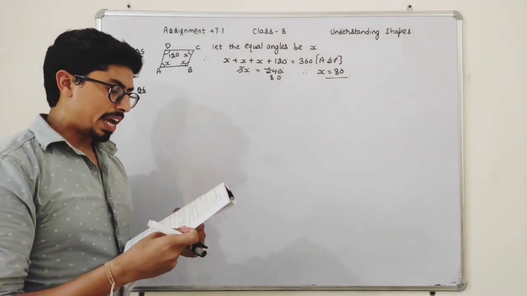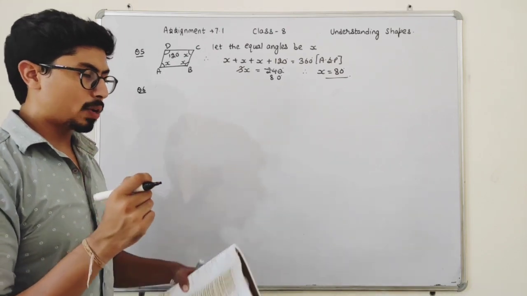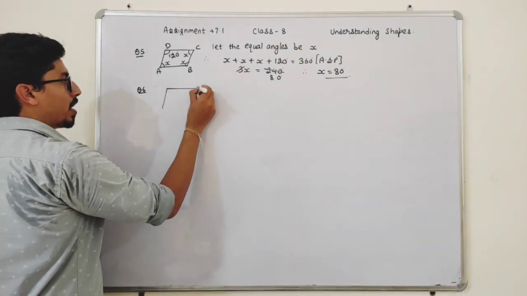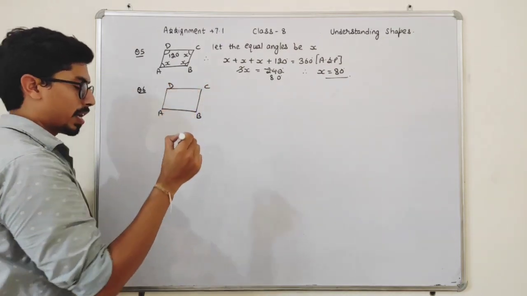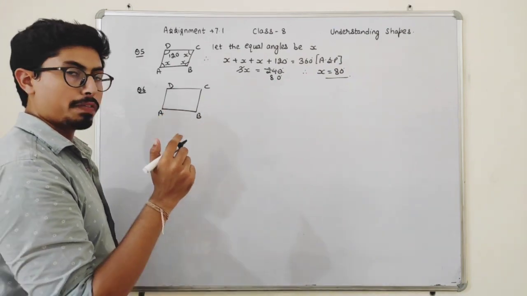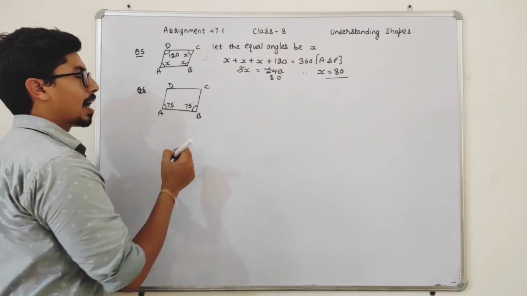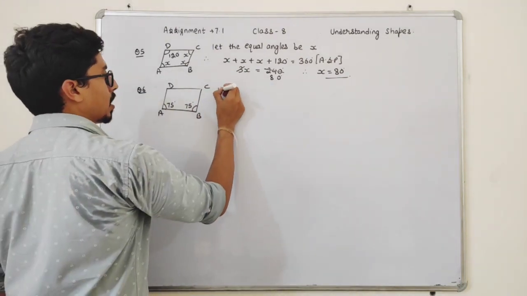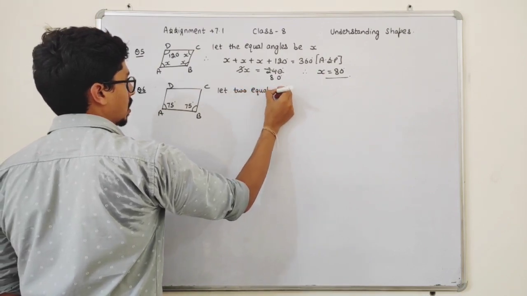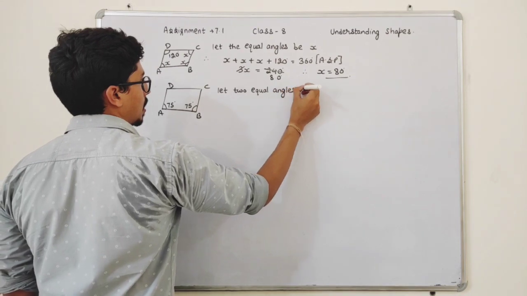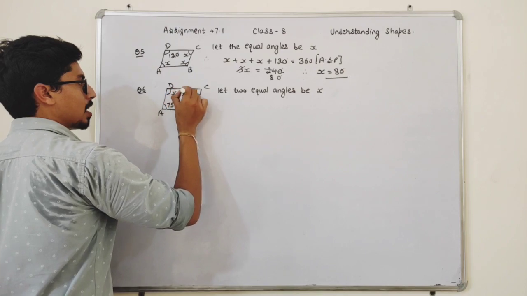Students, two angles of a quadrilateral are of measure 75 degrees and the other two are equal. If I just draw a quadrilateral ABCD, two angles are of 75 degrees. This is 75 degrees and this is also 75 degrees. The other two are equal. Let the two equal angles be x. So this will be x and this will be x.